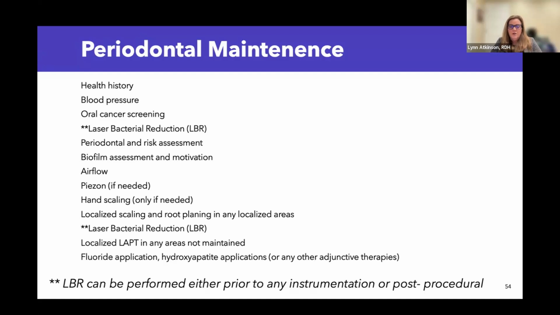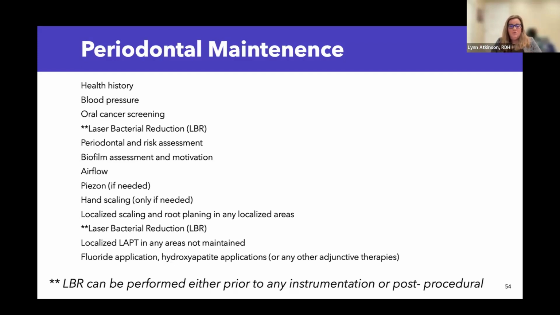So we know with the code of 4910 that the difference between that and a prophy is that not only is it following up a periodontal therapy, but we are also doing some localized scaling and root planing or laser therapies in those localized areas that are not maintained. Periodontal maintenance is what it is. It says maintenance. That means the patient is being maintained. So each and every time that you see them, you are required to go into any of those unmaintained areas and do treatment on those areas.